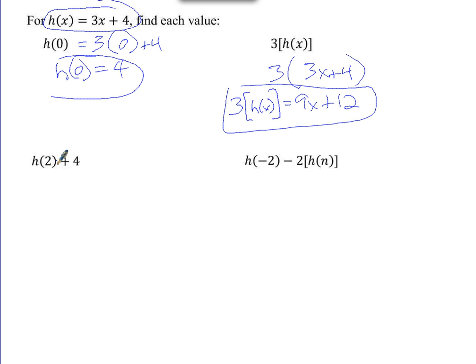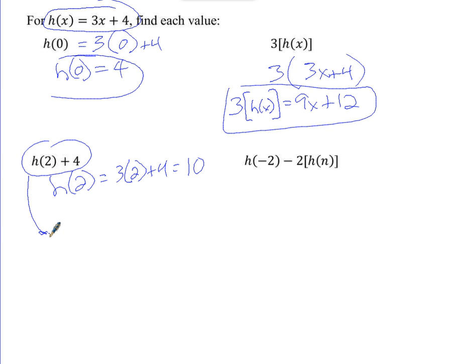So I want to find h of 2 first, which means I'm going to substitute 2 in up here. H of 2 is 3, parentheses, 2 plus 4, which is 10. So now to answer this problem right here, h of 2 is 10. What am I doing to h of 2? I'm adding 4 to it. So I have 10 plus 4.